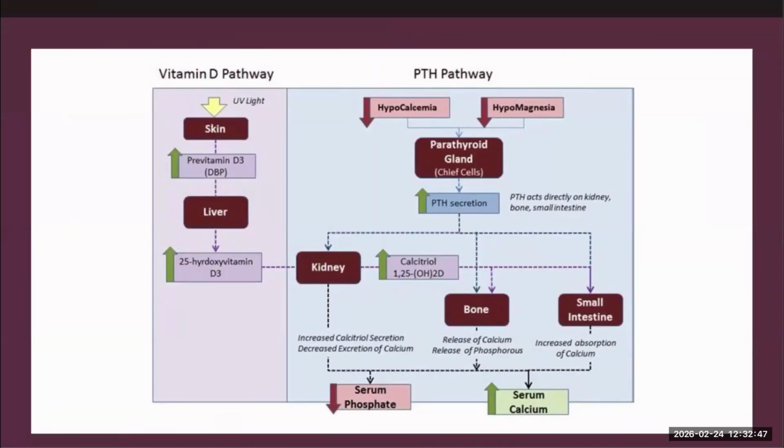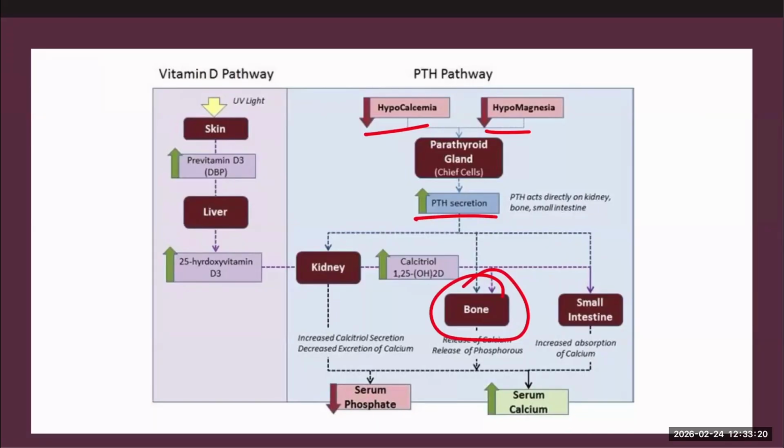bloodstream. So hypocalcemia and hypomagnesemia both will stimulate the parathyroid gland to increase PTH secretion. PTH will have an effect on the bone, breaks down the bone, will start dumping calcium and phosphate into the bloodstream. It's also going to affect the kidneys and the liver to start activating that vitamin D to help with calcium absorption by the intestines. So everything we're doing is to get calcium to go up in the blood.